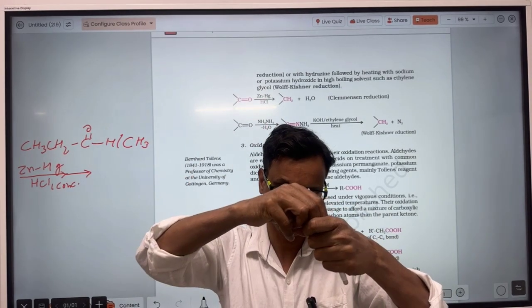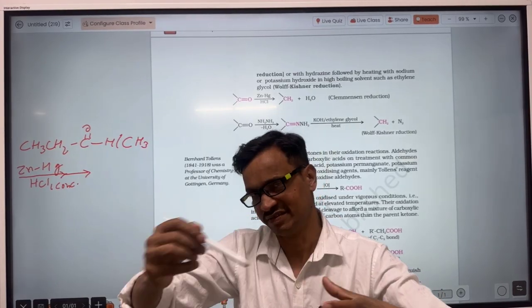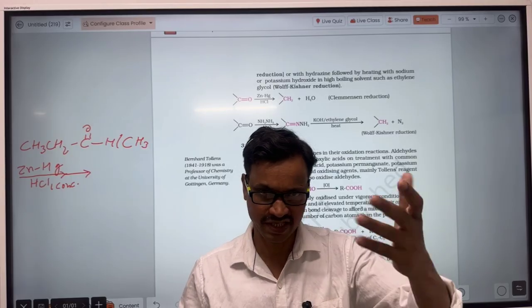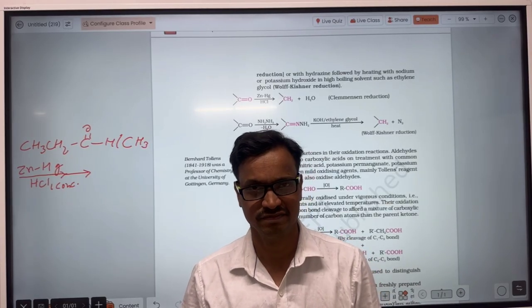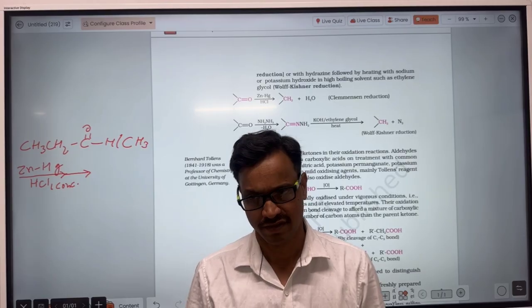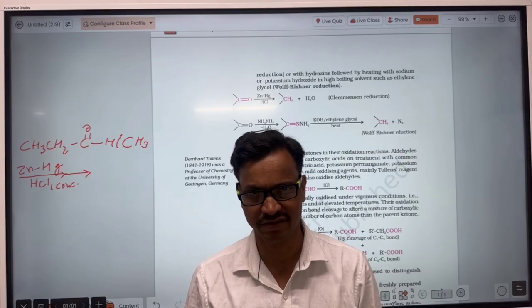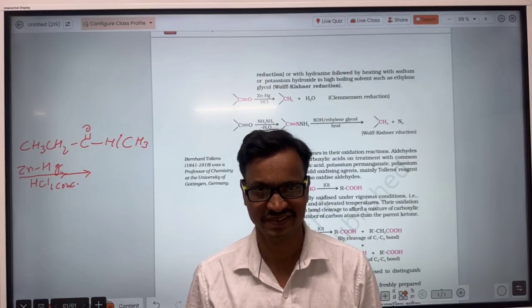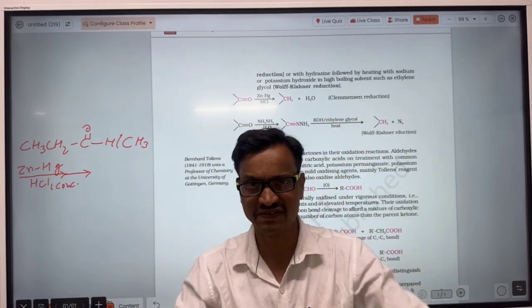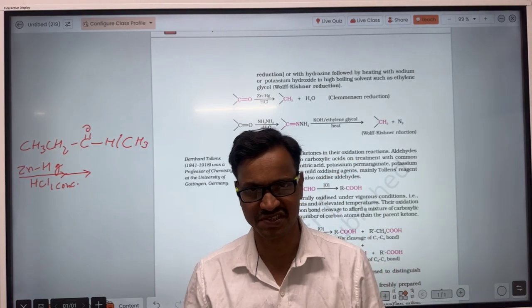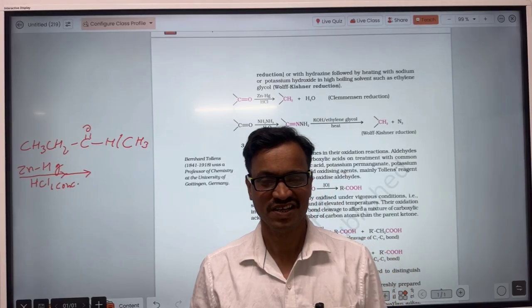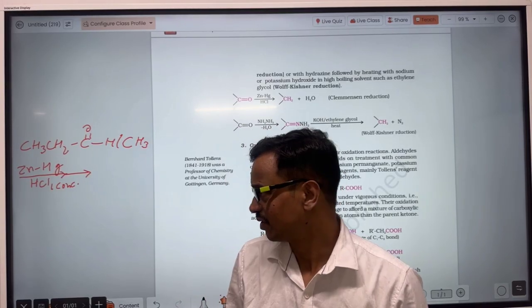When the zinc is dipped in the conc HCl... sorry, amalgamated zinc. Amalgam means mercury. Mercury exists in the liquid phase, and zinc is a soft metal that exists in the solid phase. So the zinc ribbon is dipped in the mercury, and a film of mercury forms over the surface of the zinc. That is called amalgamated zinc or zinc amalgam.